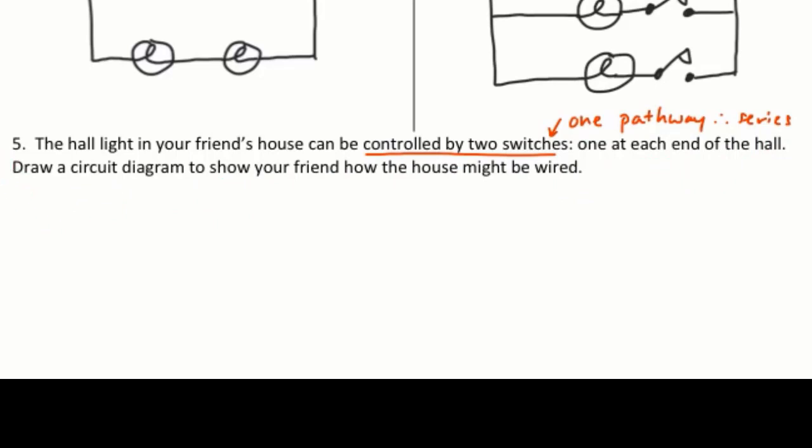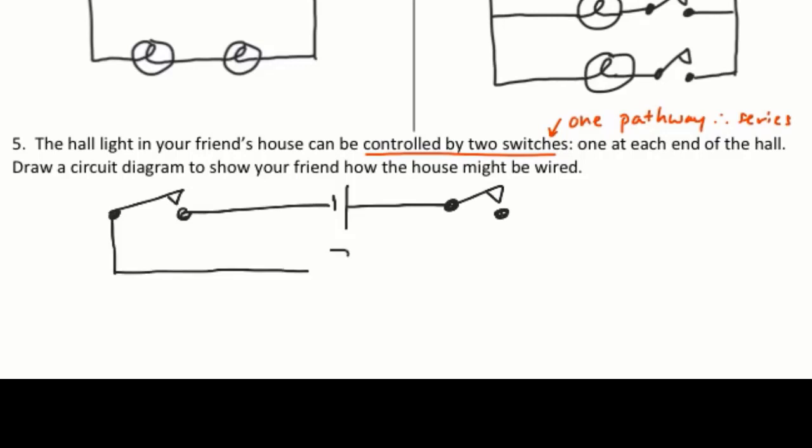How do you do your diagram? Well, it's simple. This is actually easier than it sounds. Power source, a switch at one end of the hall, and I've got a switch at the other end of the hall. And both switches are going to control the same light bulb. Done. 2 switches, 1 light bulb. Finito.